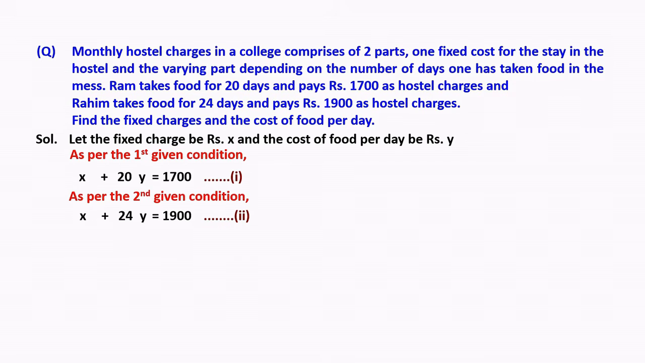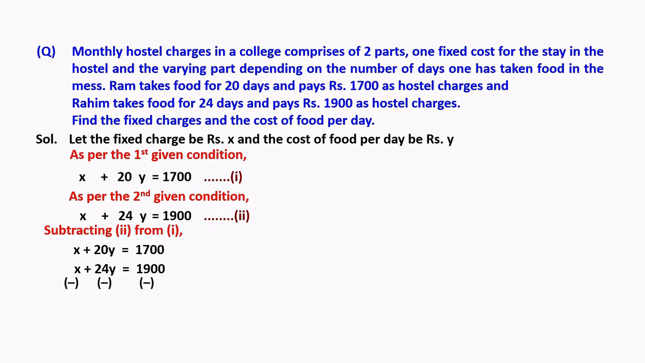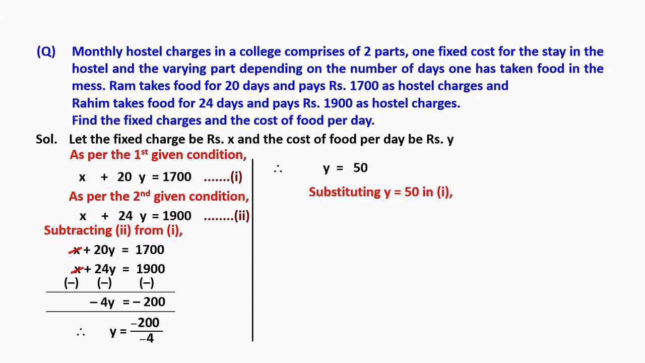Subtracting equation 2 from equation 1, x plus 20y is equal to 1700. x plus 24y is equal to 1900. On subtracting, minus 4y is equal to minus 200. Therefore, y is equal to minus 200 divided by minus 4. So, y is equal to 50.